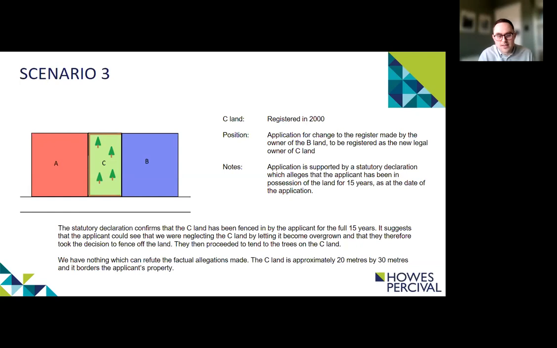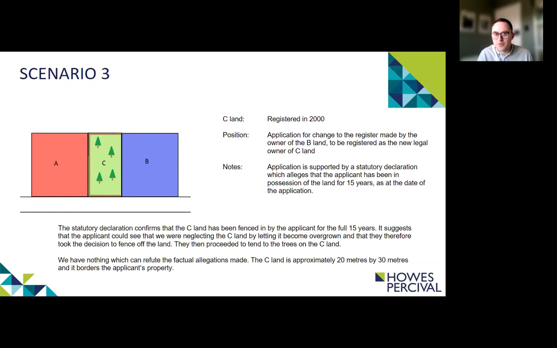And in this case, we see that the sea land is approximately 20 metres by 30 metres, and it borders the applicant's property. So what do we do here? Well, we are invited to object, so I think we will put the applicant to proof on one of the three paragraph 5 conditions. But if we quickly run through those, we'll see if any of those apply. So we'll start at the bottom this time.